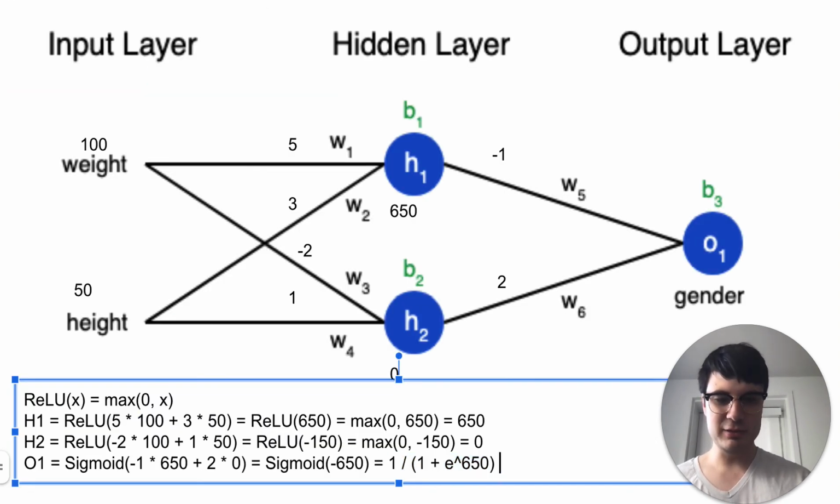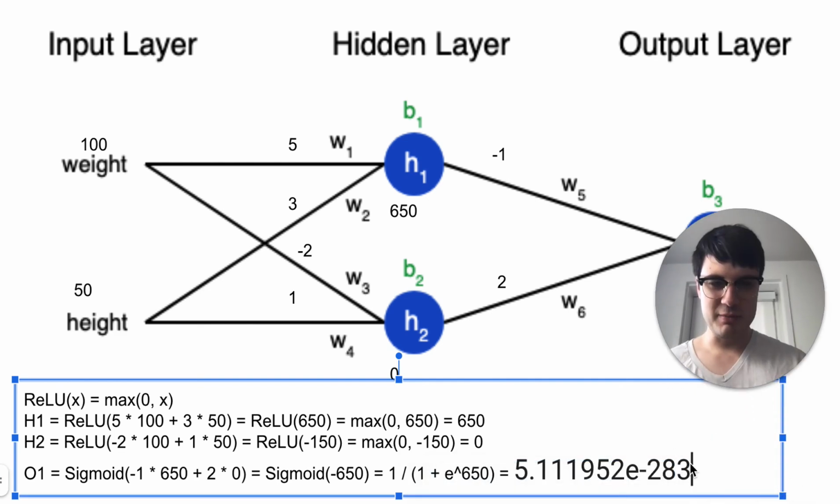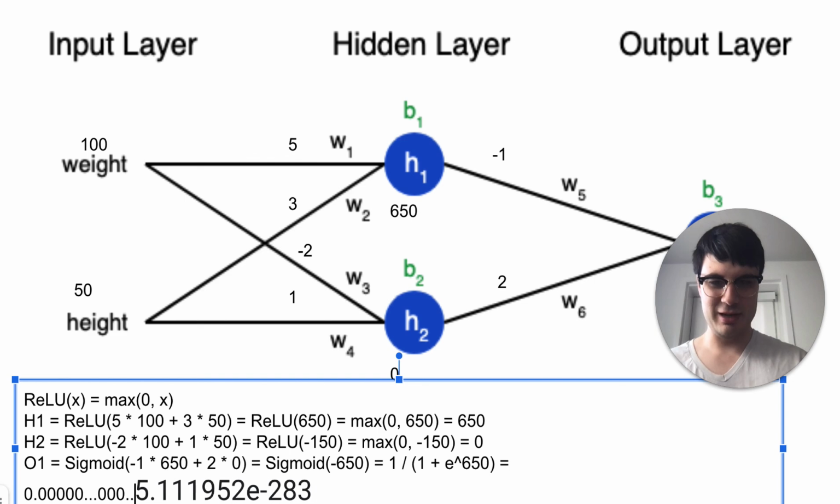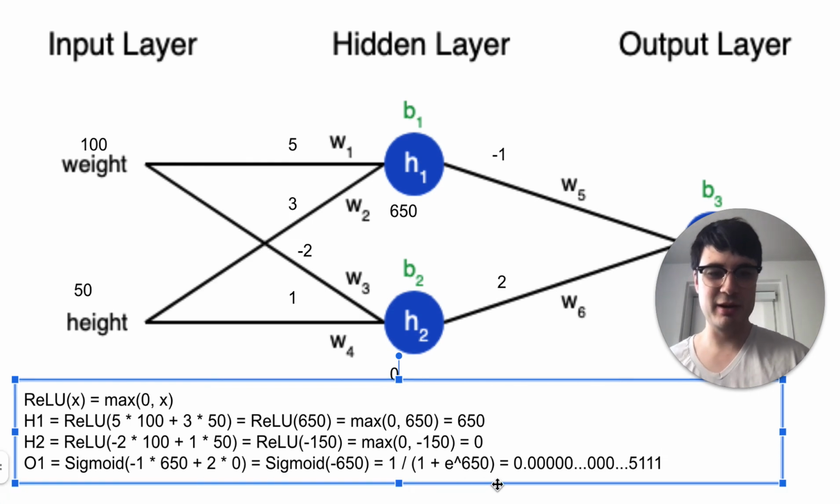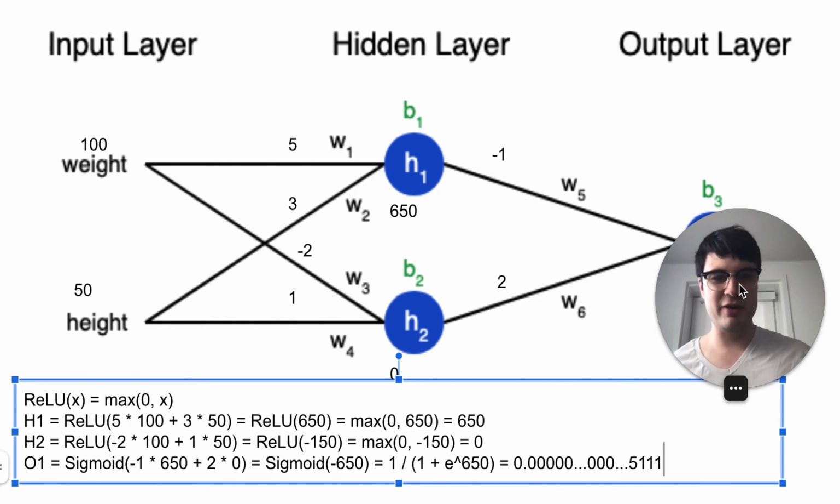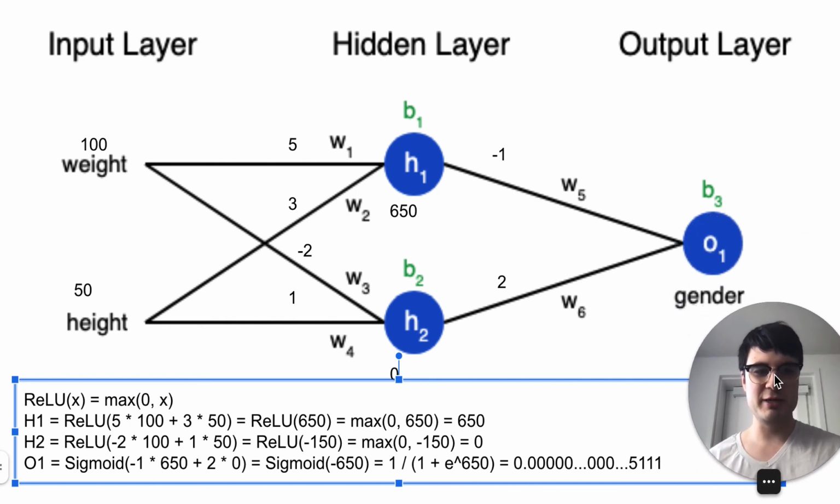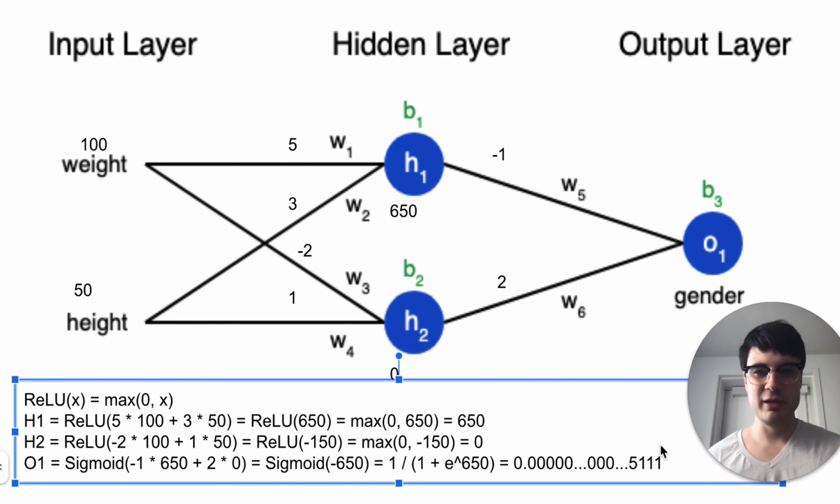So this is equal to basically 0.0000.5111. It's a very tiny number. Basically, it means it's predicting a value of 0 with very, very high confidence. In other words, it's predicting male given this input.